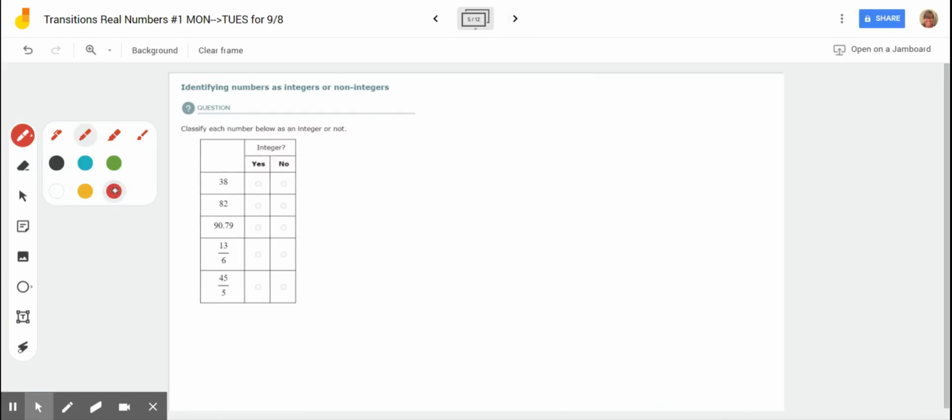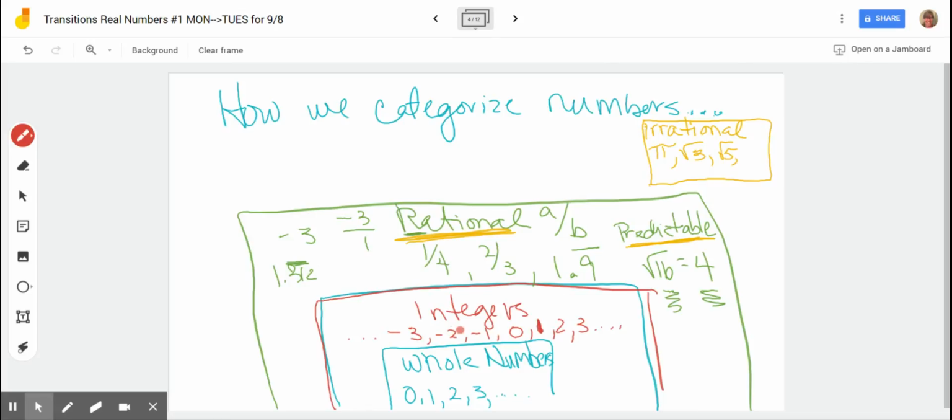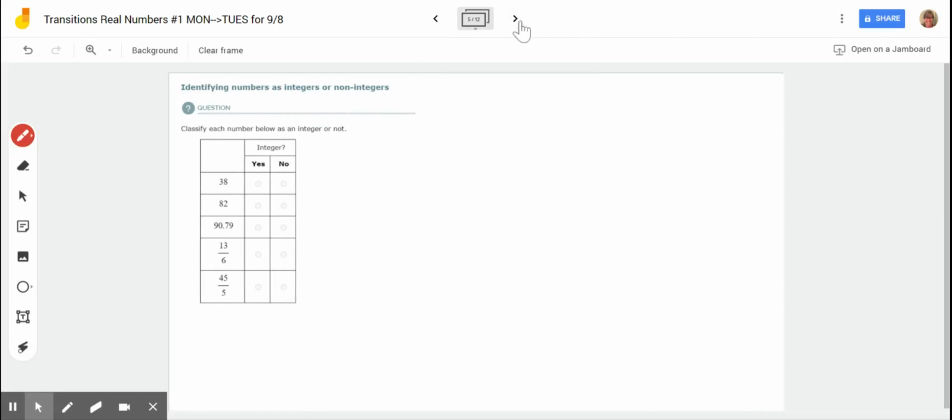All right, question. Is it an integer or not? Remember, integers are these numbers here. So is it an integer? Yeah. Is it an integer? Yeah. Is it an integer? See that? That makes it not an integer, so no. Okay, 13/6. Let's see. Is it an integer? 6 goes in there twice, but there's 1 left over, so no, it's not an integer. And 45 divided by 5 equals 9, so yep, that's an integer.